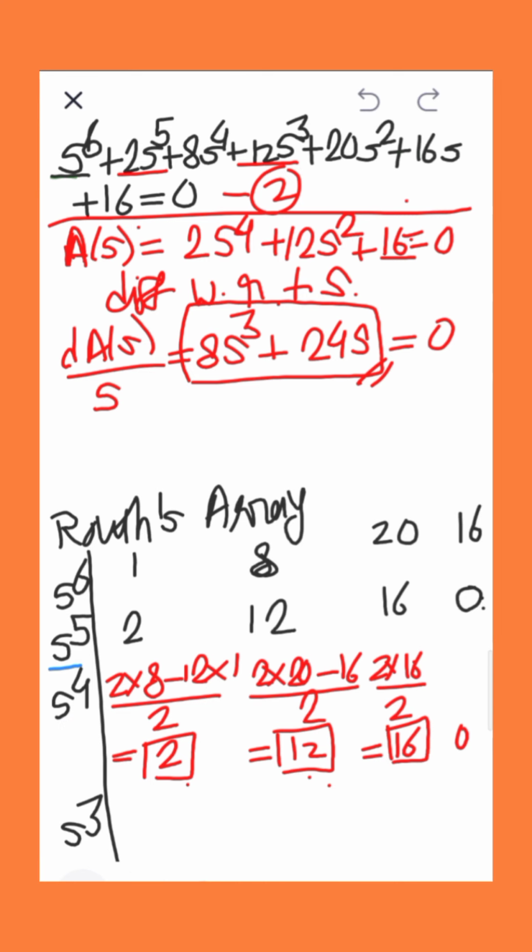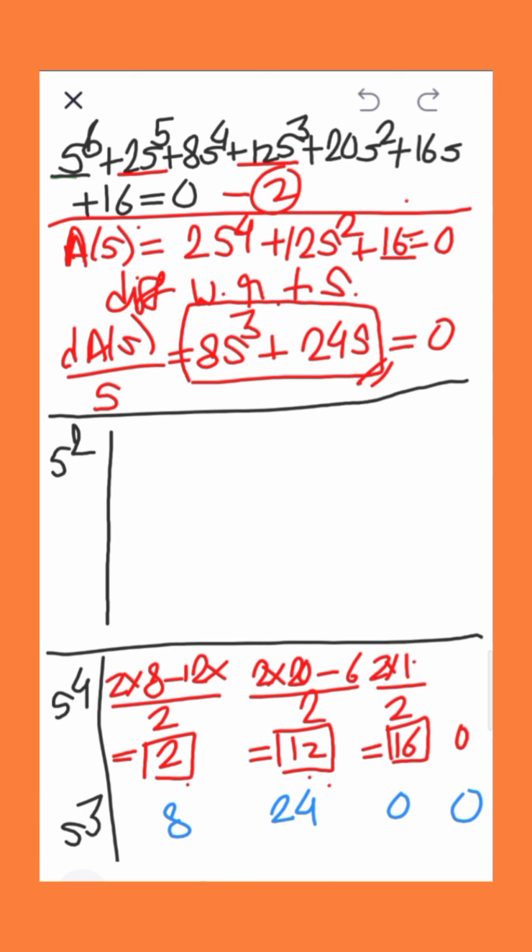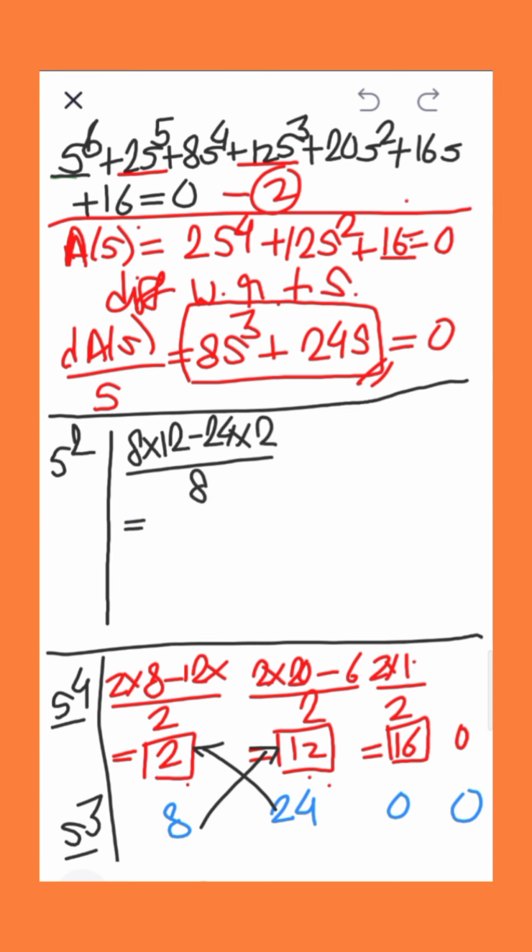These are the 8, 24, 0, 0. Okay, so we keep solving the Routh array. For s to the power 2, consider s to the power 4 and s to the power 3. So 8 into 12 minus 24 into 2, upon 8.